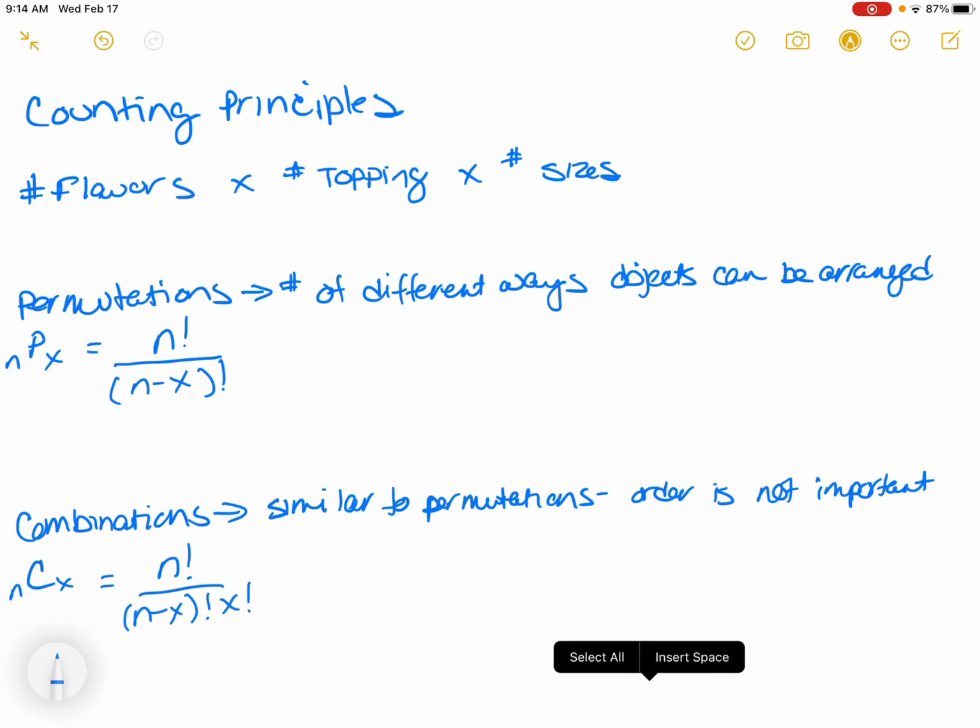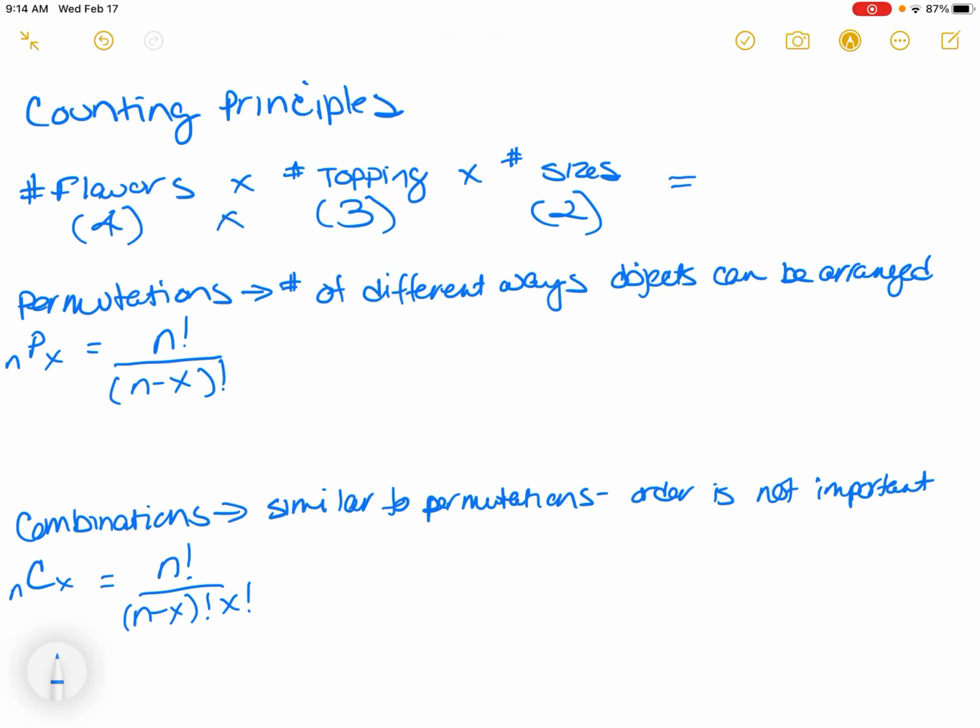All right, so the book gives us an example. If we talked about flavors of ice cream, let's just say you go to an ice cream shop and they have 4 flavors, 3 toppings, and 2 sizes, right? So in terms of possible ways that you can have your ice cream cone, or combinations, it would be 4 times 3 times 2, right? And so there's 24 possible ways to have an ice cream cone at this particular establishment.